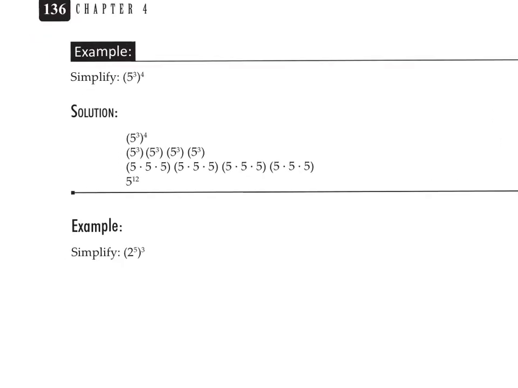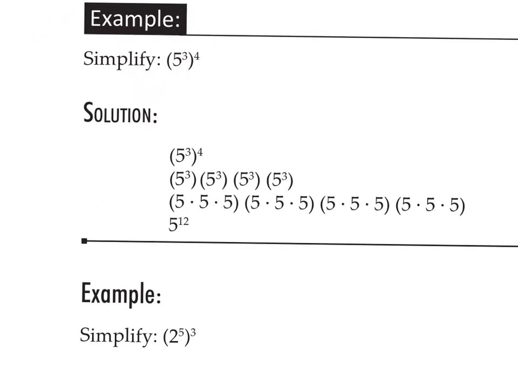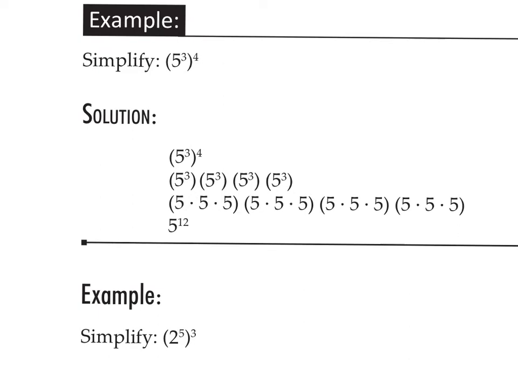All right, we have another rule on this page, which is about exponents being stacked up on the same base. You can see this is 5 cubed to the 4th power. This means there are 4 5 cubes being multiplied together. So let's write them out like this. 5 cubed, 5 cubed. There are 4 of them multiplied together. Well, each of these has 3 5s in it. That's what 5 cubed means.